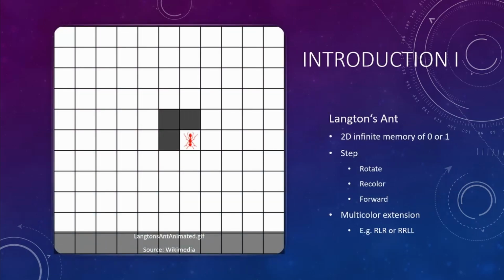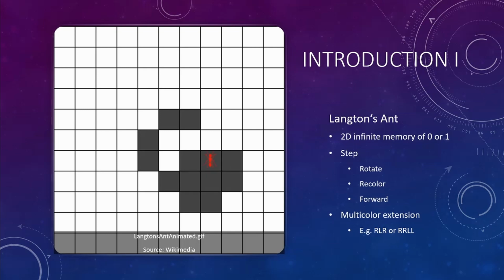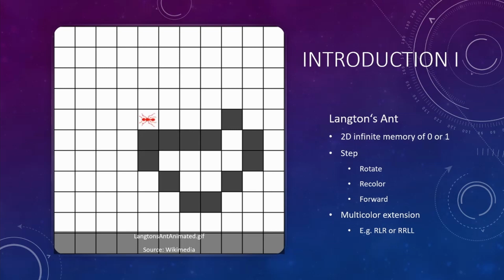Langton's Ant was discovered in 1986 by the theoretical biologist Christopher Langton. It is based on a 2D infinite memory consisting only of zeros and ones and a step function which is based on the three subroutines rotate, recolor and forward. Rotate rotates the read-write head 90 degrees to the right or to the left depending on the color it is staying on at the moment.